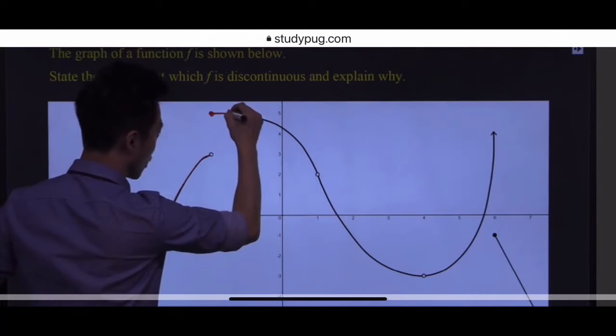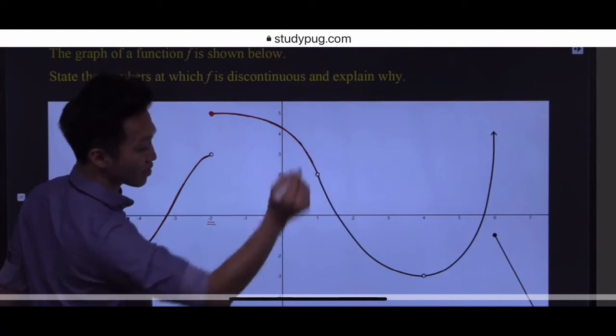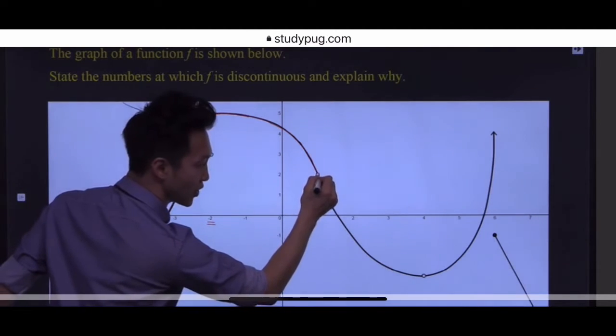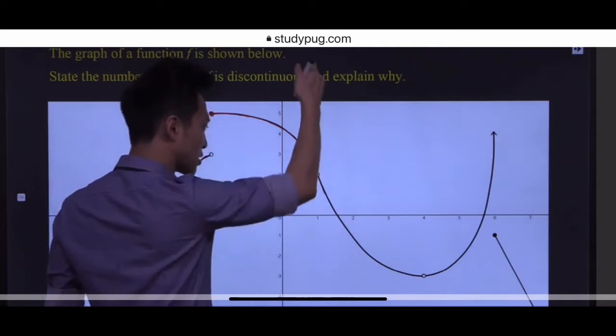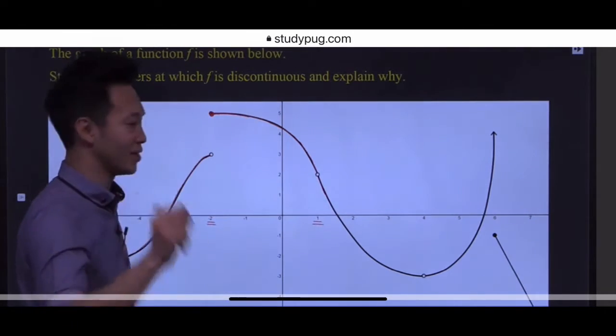Continue tracing the graph. I need to lift my pen right here in order to jump over the hole to get to the next segment. So I know there must be a discontinuity at the hole, which happens at x equals 1.